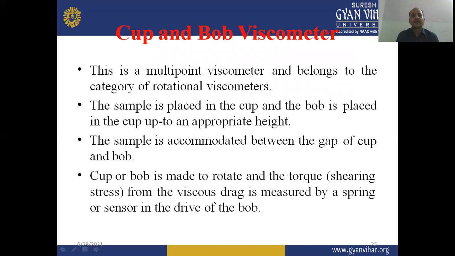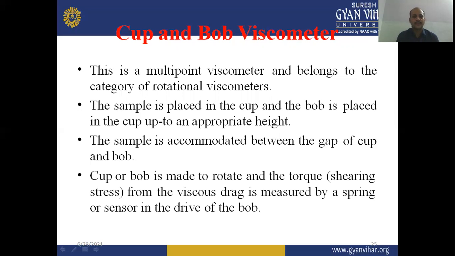So this is the multi-point type of viscometer and it belongs to the category of rotational viscometer, which is based on the rotation phenomena. With more resistance to rotation, it can be easily predicted that the substance has more viscosity, and if the rotating bob easily rotates in the sample, we can predict that our sample has less viscosity. So the cup and bob viscometer can be included in the category of rotational type of viscometers.